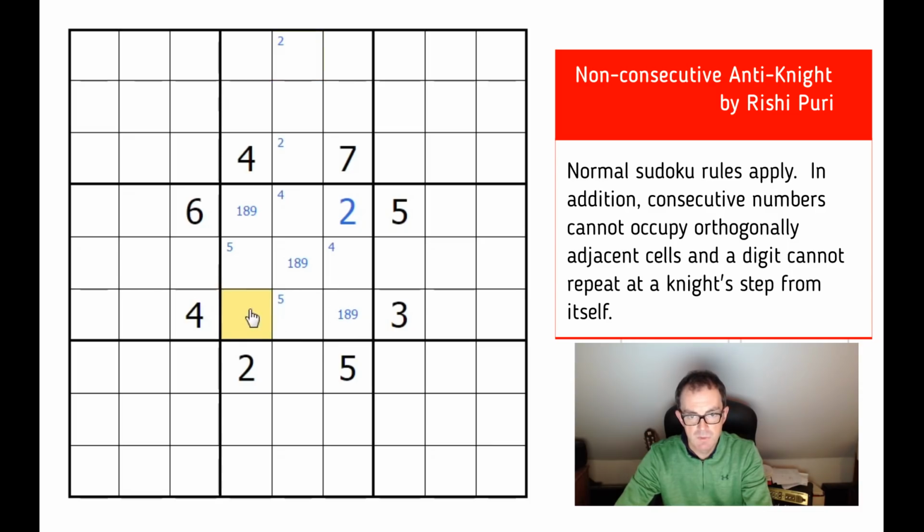Let's see what this corner can be as well. This one can't be 1 because that's consecutive with 2. Can't be 3, 4, 5 or 6. Oh, so this must be a 7 because it can't be an 8 or a 9 because of the triple. So that's a 7, and therefore this is a 7 in one of those squares.